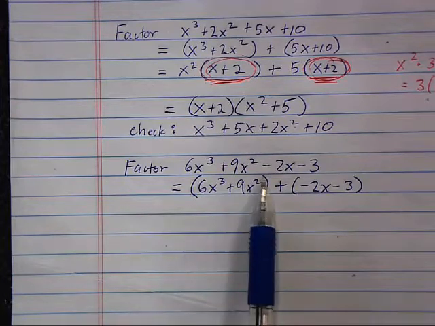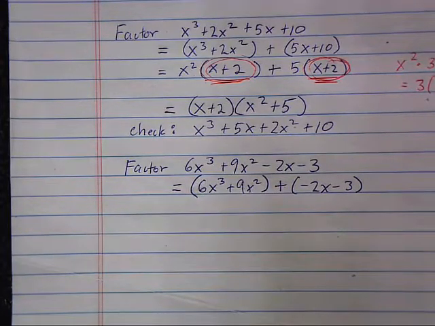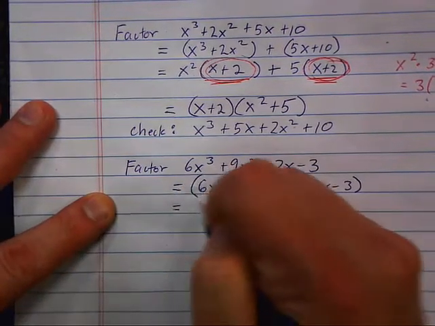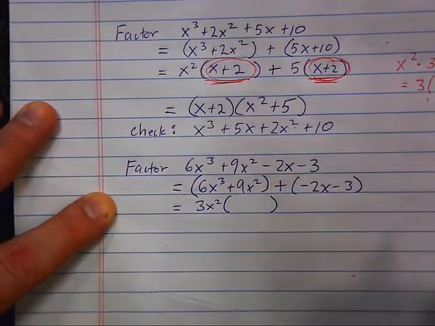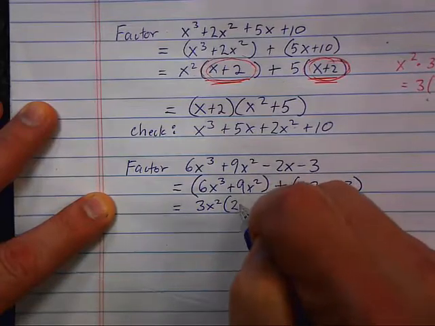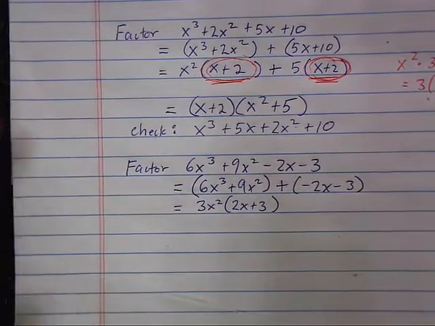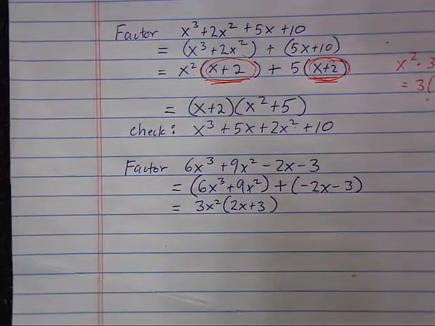All right, so I look at my first group. Anything common in my first group? 3x squared. 3x squared is common to both pieces in the first group. So I write down 3x squared. Left over? 2x plus 3. Anything common in the second group?